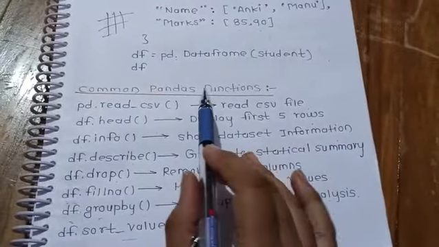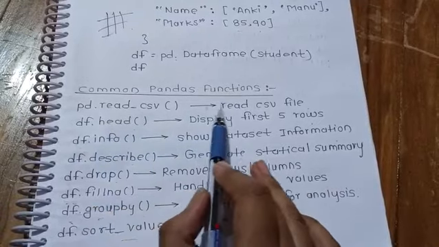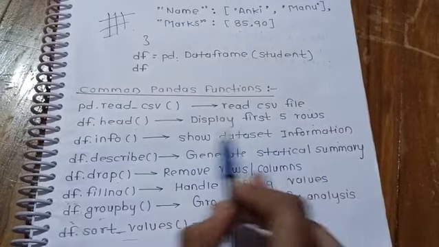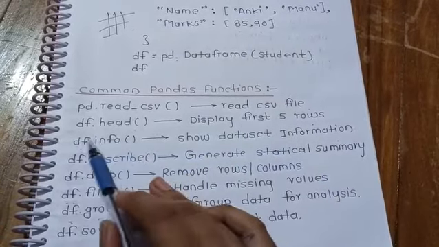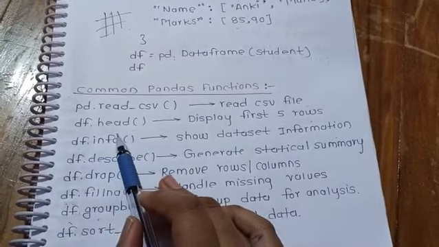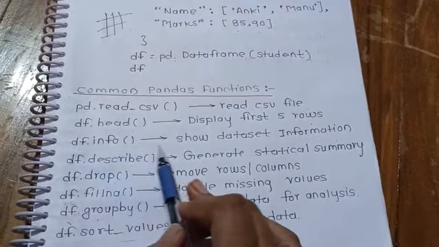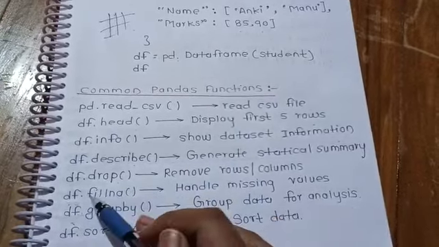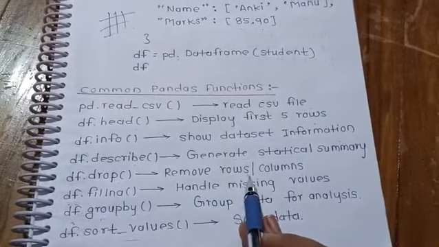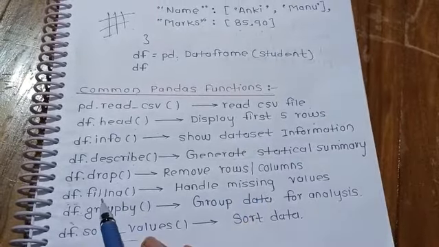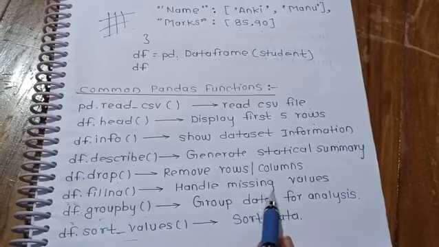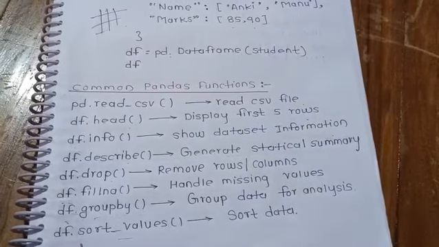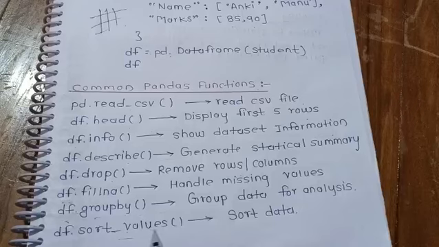Common pandas functions: pd.read_csv reads a CSV file. df.head displays the first 5 rows. If you want the last 5 rows, you can write the df.tail function. df.info shows dataset information. df.describe generates a statistical summary. df.drop removes rows and columns. df.fillna handles missing values. df.groupby groups data for analysis. df.sort_values sorts data.